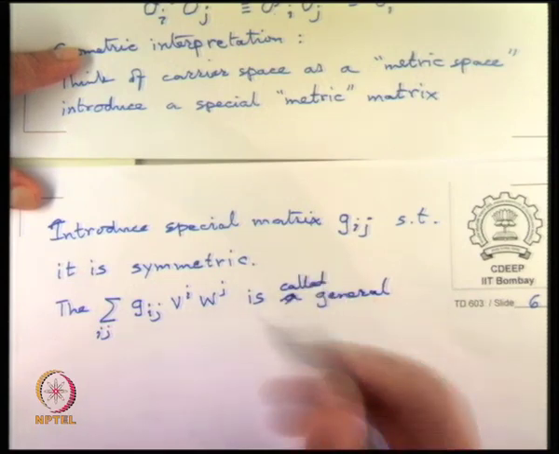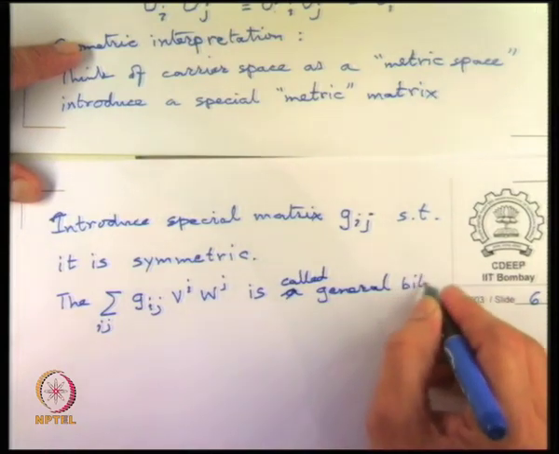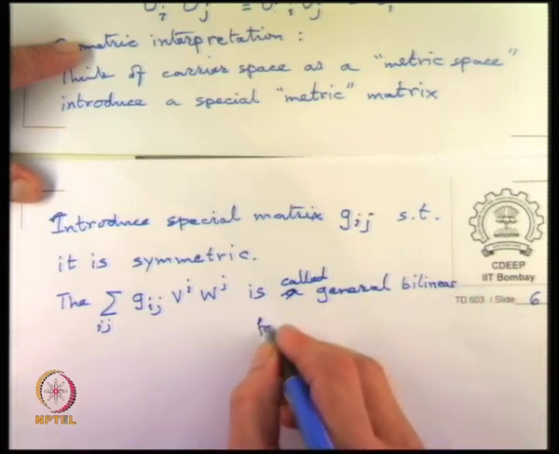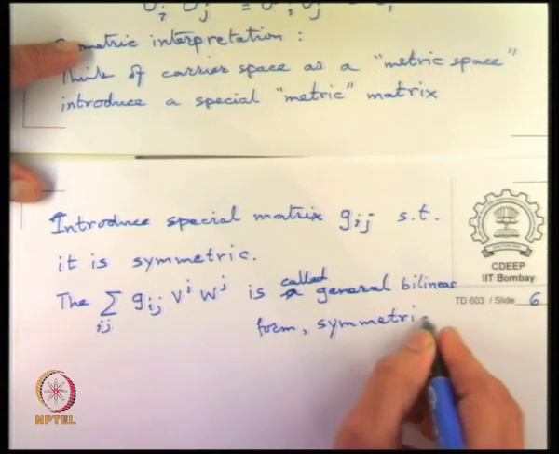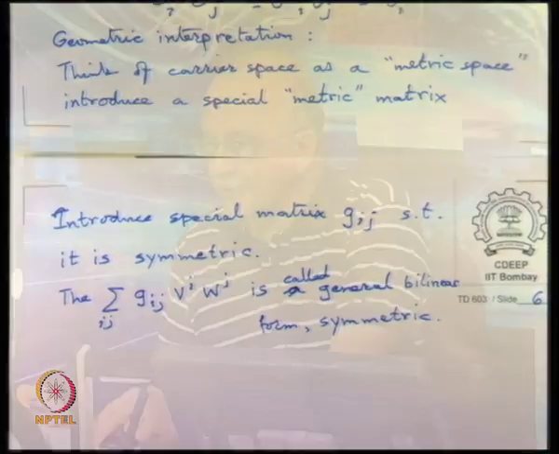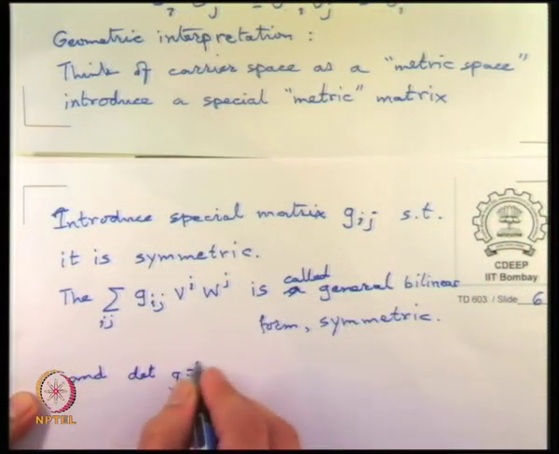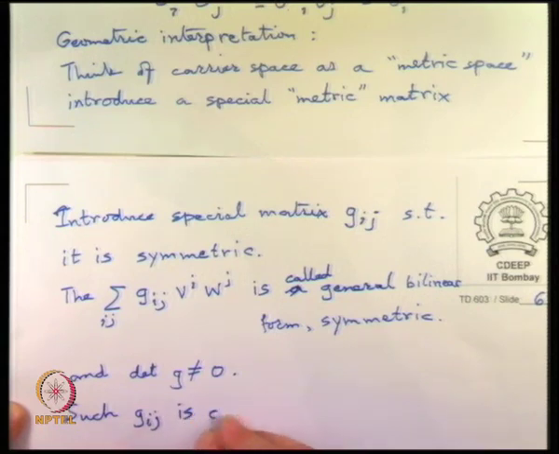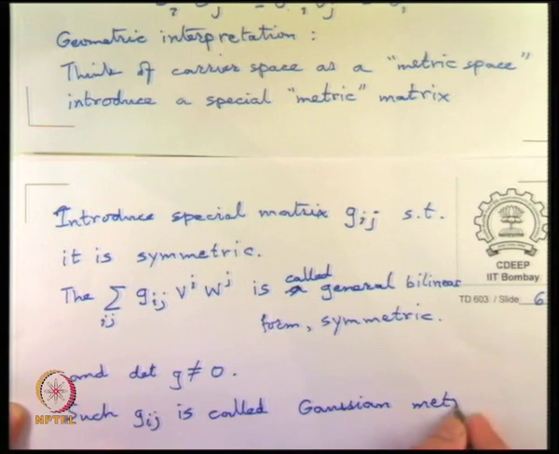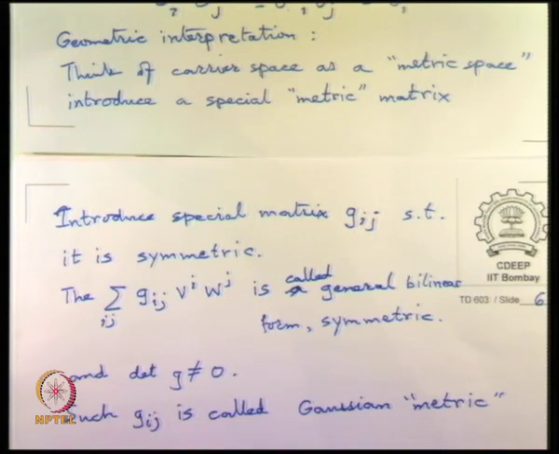This is one of the old nomenclatures. So, it is called a general bilinear form, which is symmetric. And we also require that the determinant of G is not 0, so that it does not have some null row or vector. So, such a Gij is called a metric in Gauss sense. And its geometric interpretation is that it actually kind of stretches and strains the vectors.